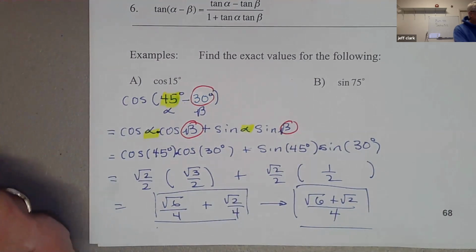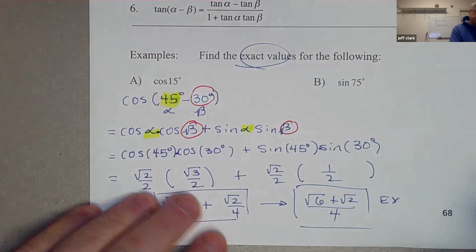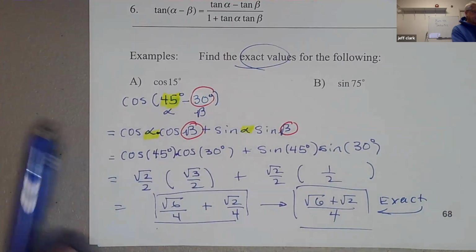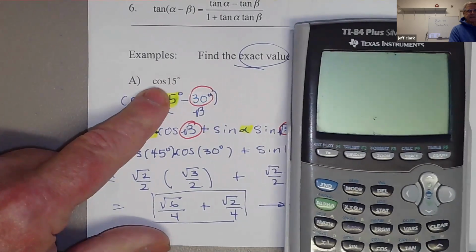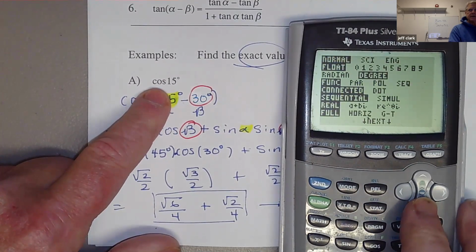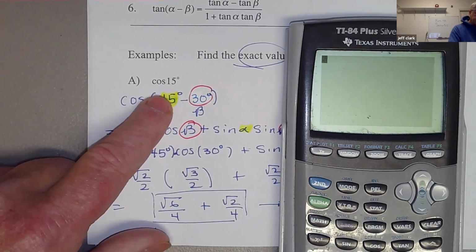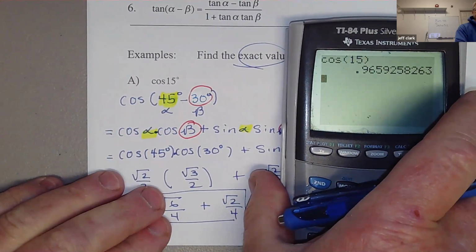So how do I know if this is true? Because this is called exact, by the way. Exact values, not a decimal approximation. The only way I have to find a decimal approximation is the calculator. So if I turn this on, look at the mode, yeah, I'm in degree mode, and then second quit, and I go cosine of 15 degrees, I get the decimal approximation of about 0.97, to 2 decimal places.